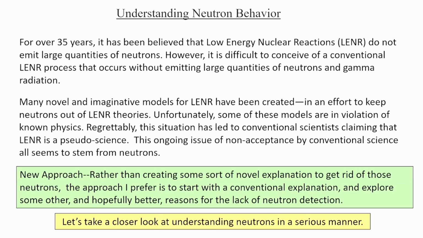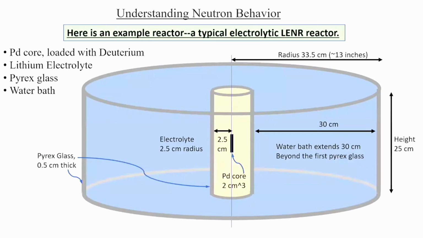So I want to try a new approach. That's been my approach, is to try something new. Rather than creating some sort of novel explanation to get rid of those neutrons, the approach that I prefer is to start with a conventional explanation and explore some other and hopefully better reasons for the lack of neutron detection. So let's take a look at understanding neutrons in a serious matter.